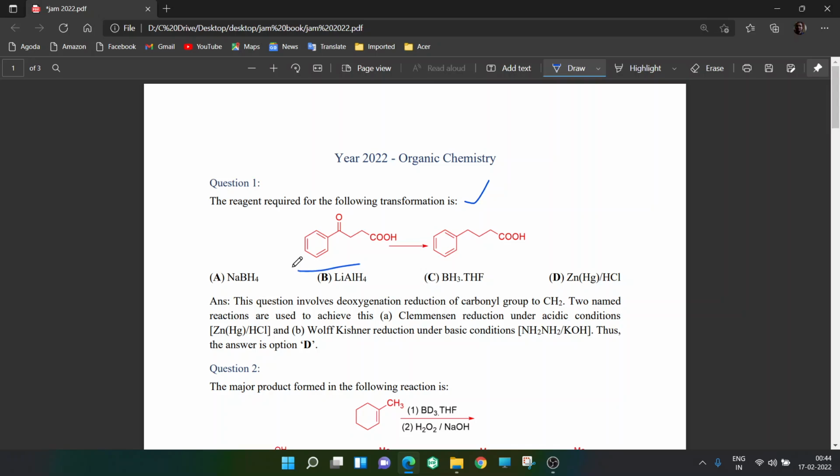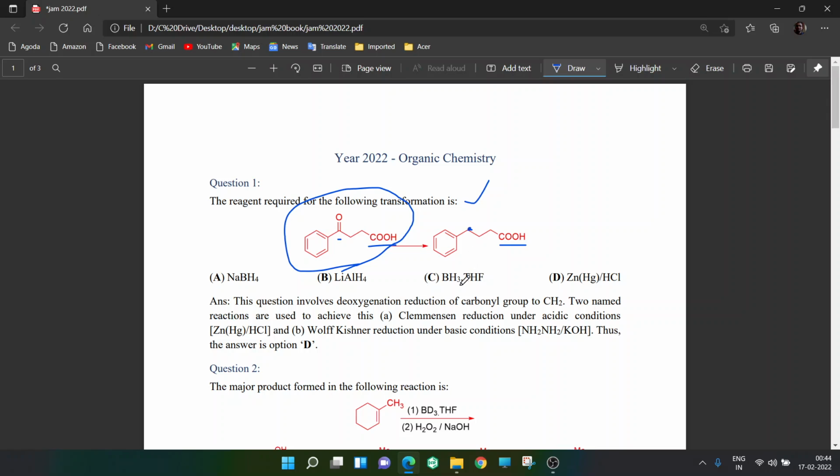So what you see is you have a molecule on which you have a ketonic group and a carboxylic acid group. What is happening is the carboxylic acid is not touched, whereas the ketonic group is getting reduced, and it is getting reduced to CH2. So if you want to reduce C double bond O to CH2, there are two named reactions with which you can do it very efficiently.